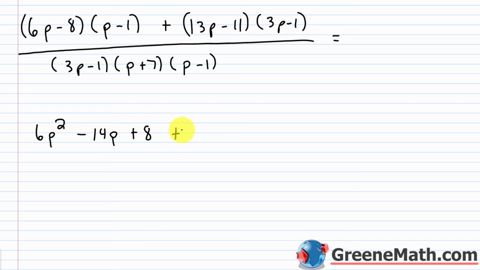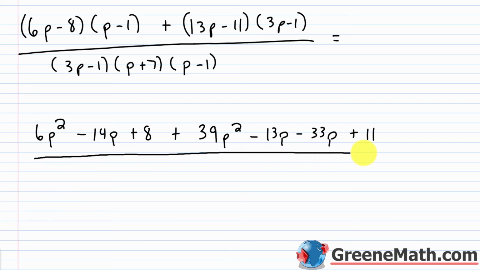Then we have plus. Over here, 13p times 3p is 39p squared. The outer, 13p times negative 1, is going to be negative 13p. The inner, negative 11 times 3p, is minus 33p. And then the last, negative 11 times negative 1, is positive 11. All right, so what can we do to combine like terms here? Let me write this over that common denominator of 3p minus 1 times p plus 7 times p minus 1.